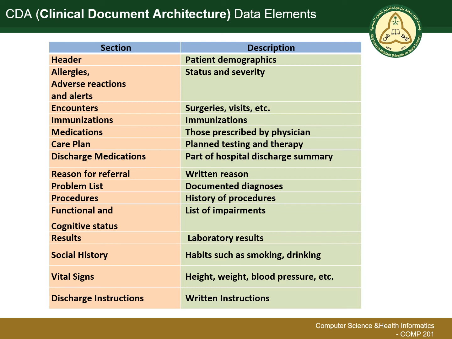So as you can see here, this is an example of the data elements and how the sections will be organized in the electronic health records, and the description for each section.